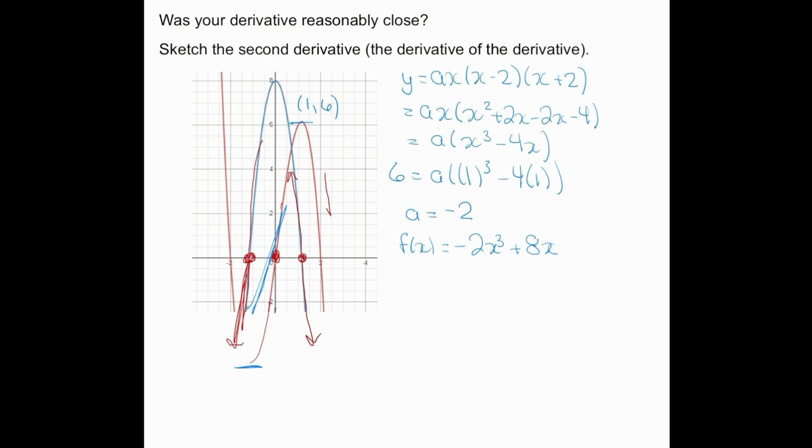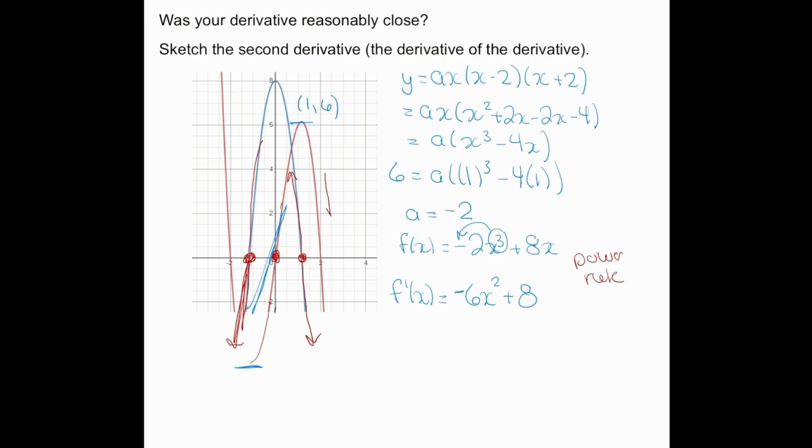We can find the equation of the derivative by, no surprise here, taking the derivative. We're going to use the power rule, and let's get the first derivative. I'm going to use the power rule and take this 3, the power, and bring it down. 3 times negative 2 is negative 6, and 3 minus 1 is 2. The derivative of 8x is just 8. So my first derivative will be negative 6x squared plus 8.